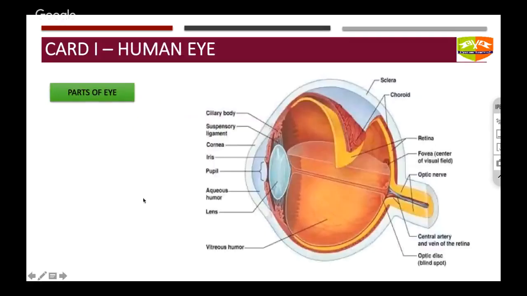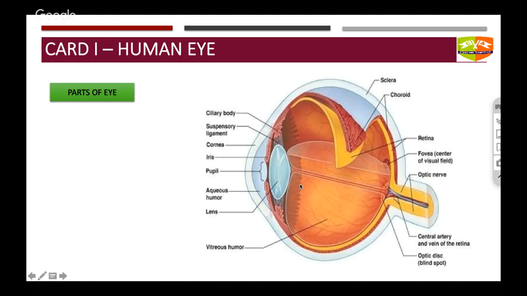So this is my first slide. I told you about different parts of the human eye. It started with the vitreous humor. I told that the vitreous humor prevents collapsing of the eyeball, and it makes sure that there is no contact between the lens and the retina.